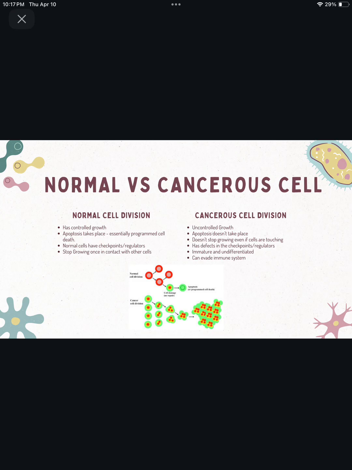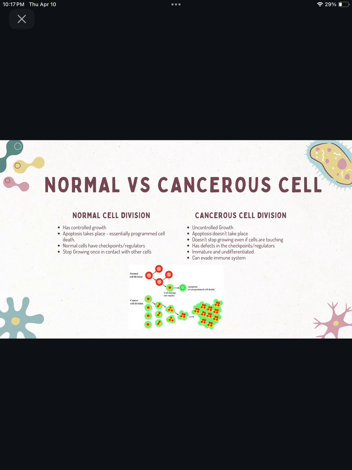These are immature and undifferentiated cancerous cells. Differentiation is essentially when the cell is assigned a purpose. For example, liver cells have a specific purpose. Your kidney cells have a specific purpose of filtering out urine and other toxins. A cancerous cell doesn't have that purpose, so it just grows there and keeps growing and growing. And the main thing about it is that cancerous cells can evade the immune system.